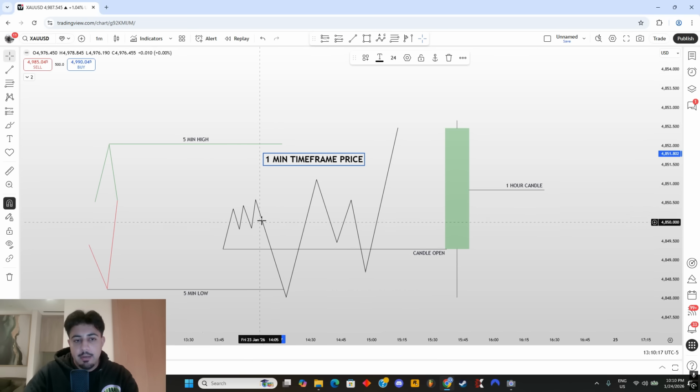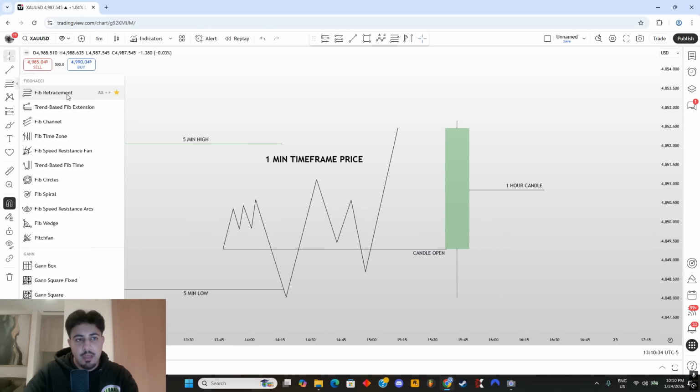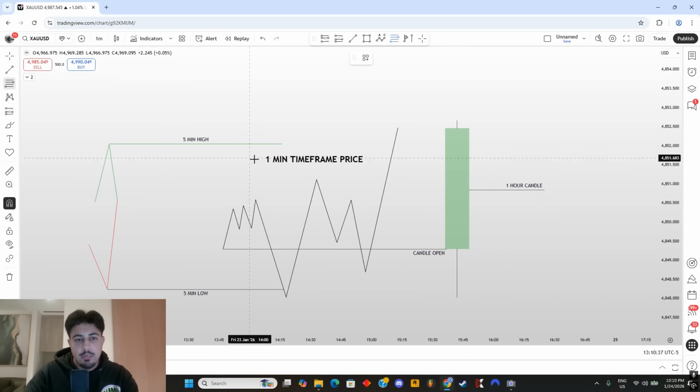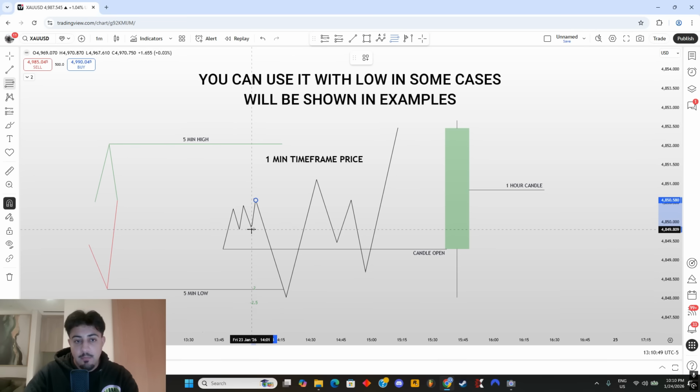Now go back up here and identify a valid market structure shift. So we have a higher high, higher low, higher high, higher low, higher high, and then we broke this low over here. So that is a market structure shift, right? Now what you want to do is go here and choose Fibonacci retracement. You want to use your Fibonacci from the last high that was formed to the body of the last low that was formed. So you do not want to use this on the low of the candle, but the body. I'm going to give you examples and you will understand what I'm saying.